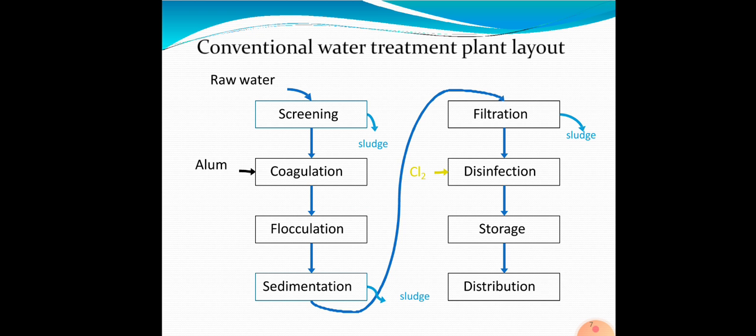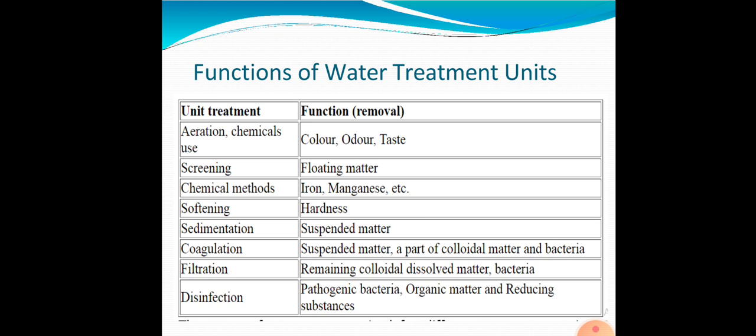So this is a typical conventional water treatment plant layout. So we will be discussing each process in detail in the coming classes. Now coming to the functions of water treatment units. So like I told, there are various processes. So each process will have a specific function in the treatment process. Firstly, like I told you, aeration. So aeration is a process wherein the color, odor and taste of water shall be removed. And again, screening is a process where we remove the floating matter. So floating debris that are present in water can be removed by the process of screening.